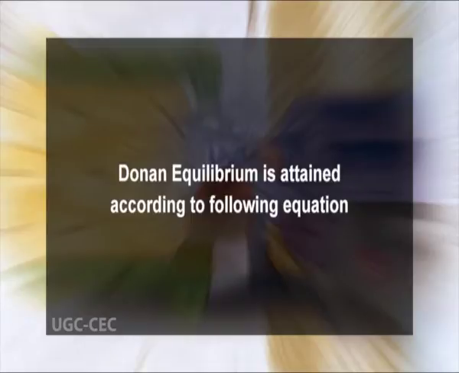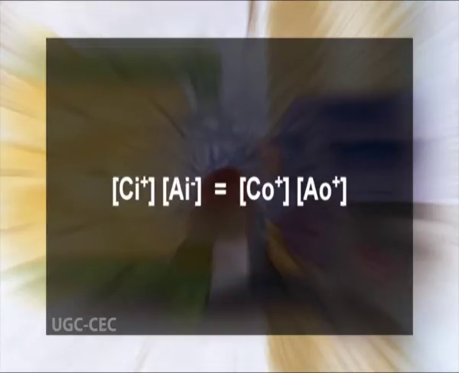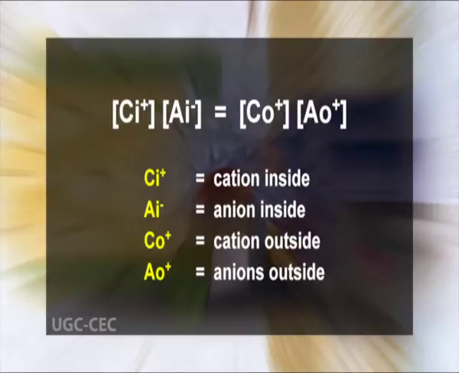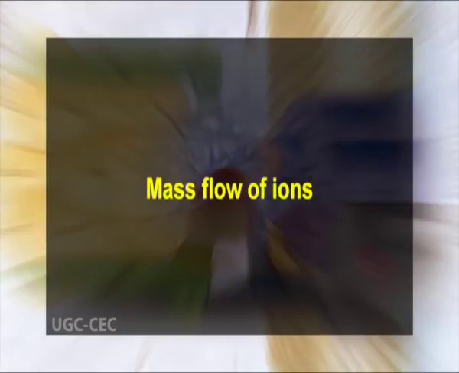When the product of the anions and cations in the internal solution is equal to that of the anions and cations in the external solution, Donnan equilibrium is attained according to the following equation. Ci+ × Ai- = Co+ × Ao-, where Ci+ is the cation inside, Ai- is the anion inside, Co+ is the cation outside, and Ao- is the anion outside. Mass flow of ions.